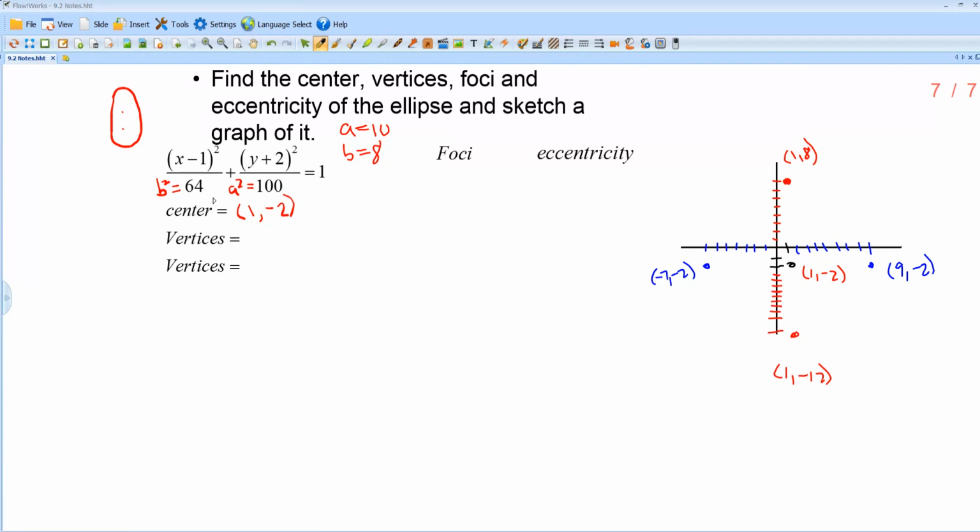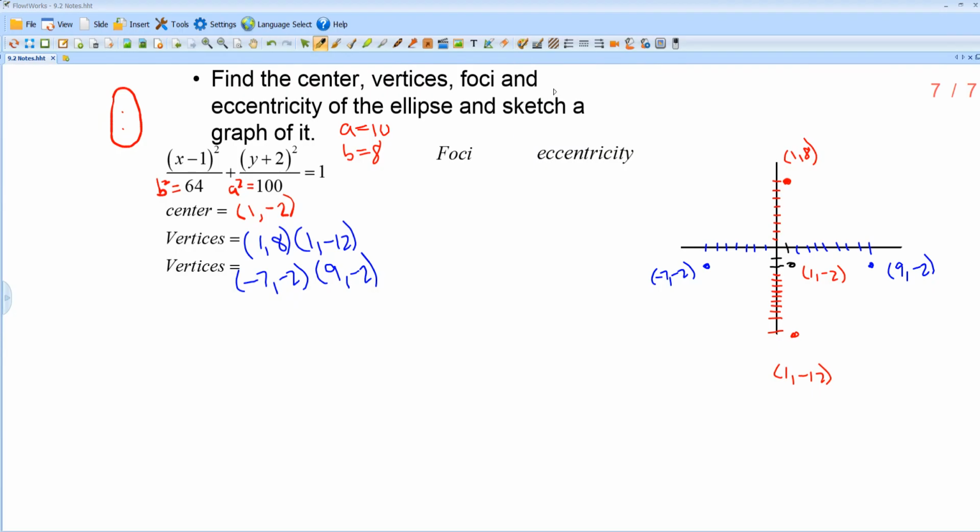Vertices, then we can list them right away. We had 1 comma 8, and 1, -12. These were my major vertices. My minor vertices would be -7, -2, and 9, -2.